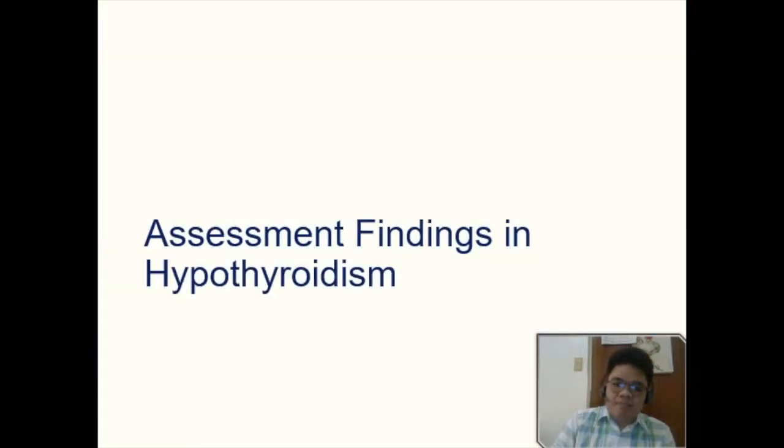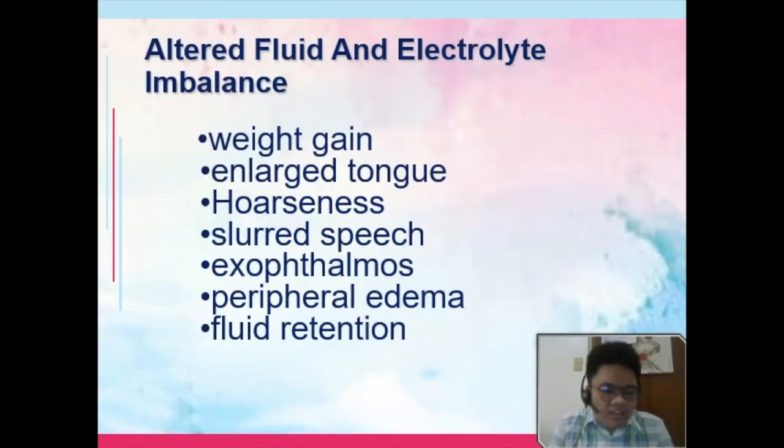Assessment findings in a patient with hypothyroidism. So class, because of altered fluid and electrolyte imbalance, the patient may have weight gain. There could be enlargement of the tongue. There could be hoarseness of voice. There is slurring of speech. Okay, remember, these are related to the decrease of your BMR. Then you have your exophthalmos. Class, your exophthalmos, or the bulging of the eyes, is prominent in hyperthyroidism, but it can also be seen in hypothyroidism. There is peripheral edema.